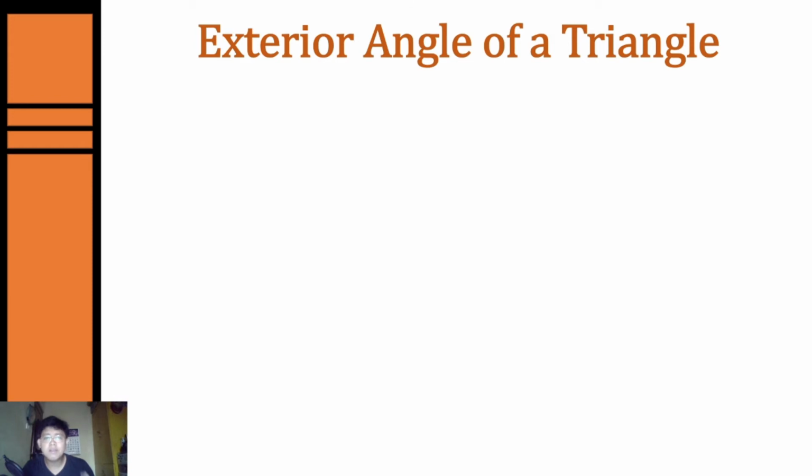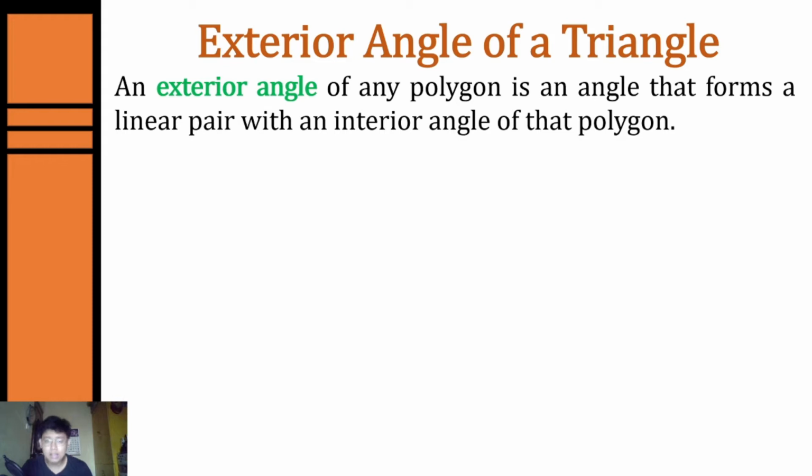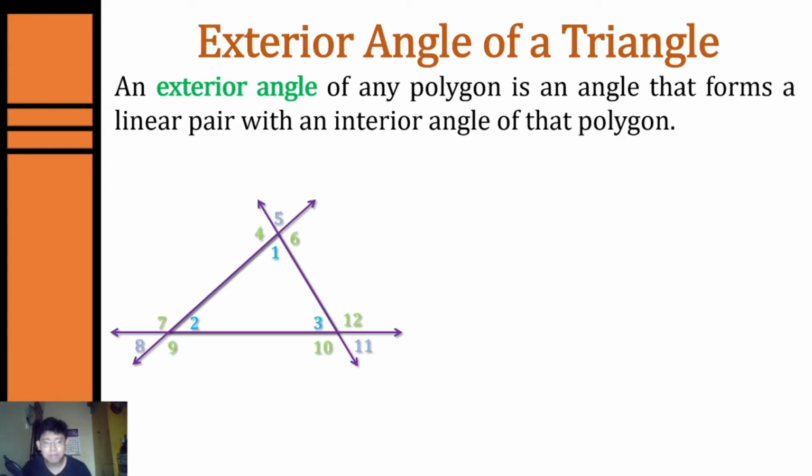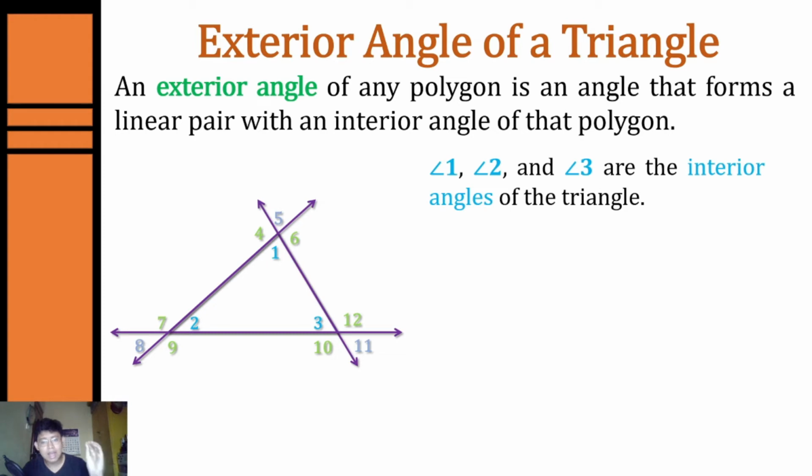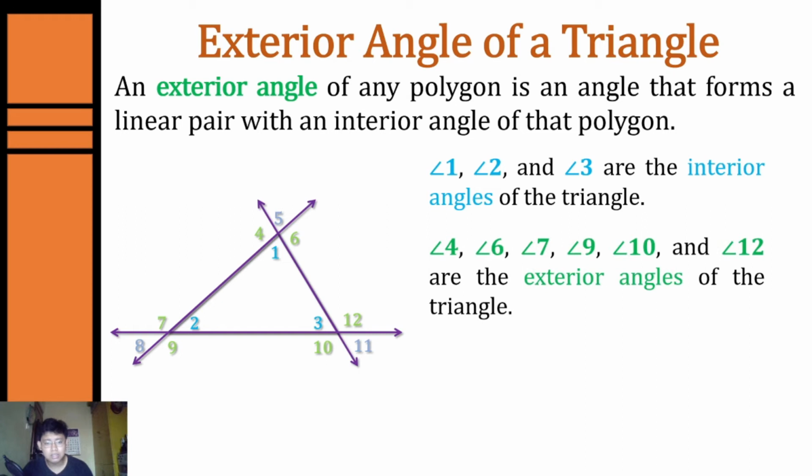Let's talk about the exterior angle of a triangle. An exterior angle of a polygon is an angle that forms a linear pair with an interior angle of the polygon. So let's have an example. For this example, we have a triangle as our polygon. Our interior angles are angle 1, angle 2, and angle 3. Now our exterior angles are angle 4, angle 6, angle 7, angle 9, angle 10, and angle 12. Those are our exterior angles.